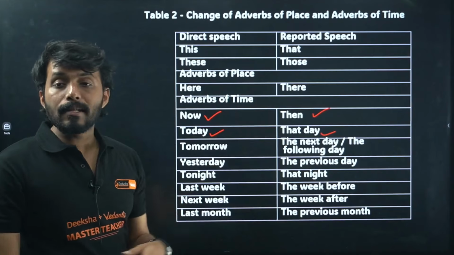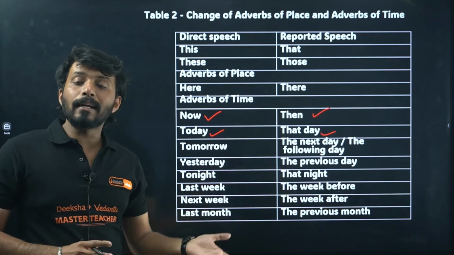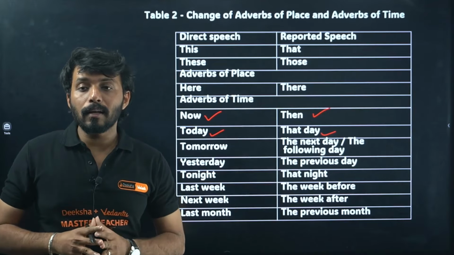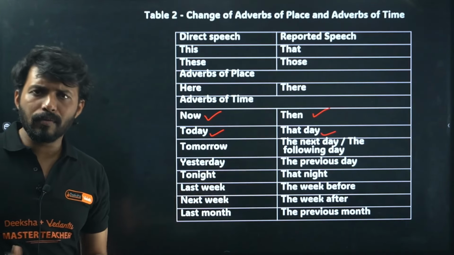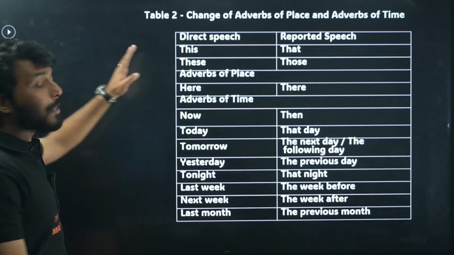Tomorrow becomes the next day or the following day. Yesterday becomes the previous day. Tonight, that night. Last week, the week before. Next week, the week after. Last month, the previous month, or the month before is also fine. Moving on. Keep these in mind, okay?